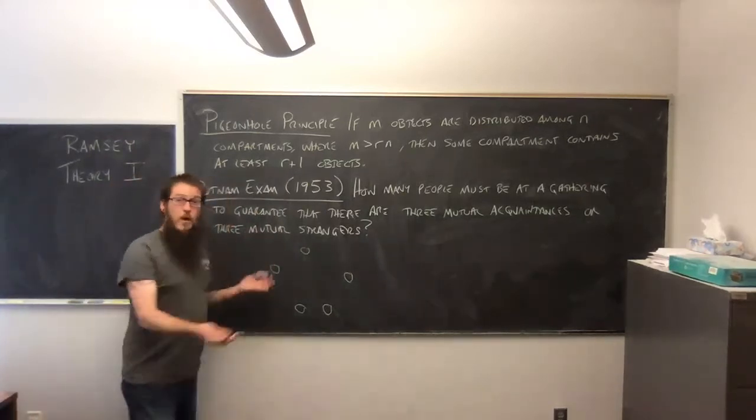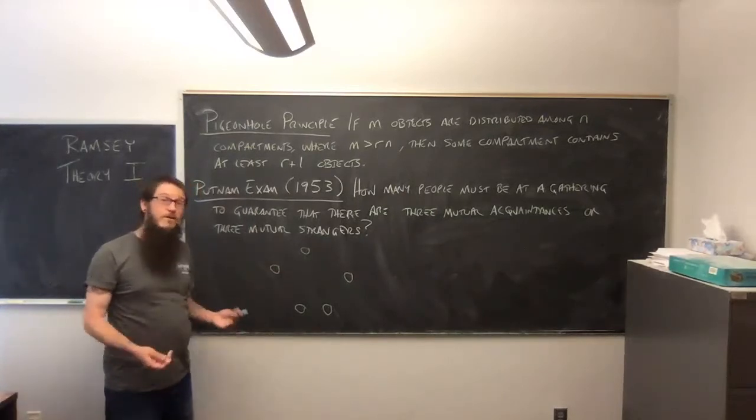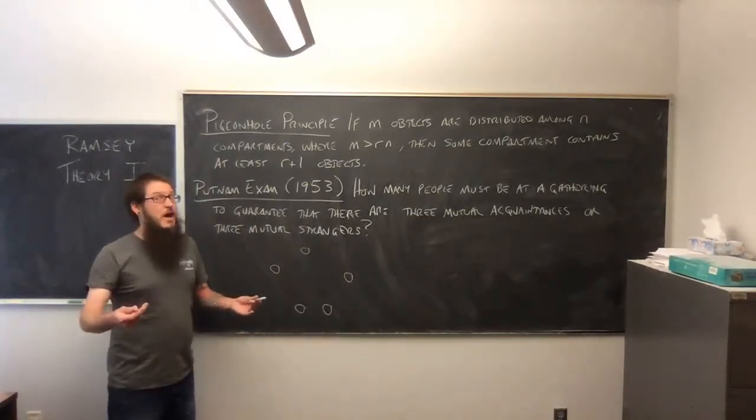Now, there's a lot of different possibilities, of course. There's going to be 10 possible edges here, and every one of them can be red or blue. That gives us 2 to the 10th possibilities. So there's a lot to check.